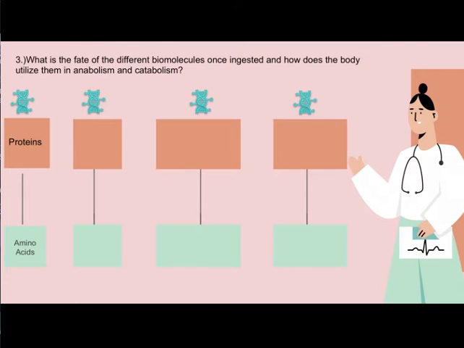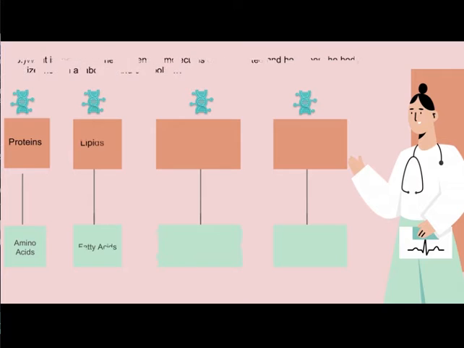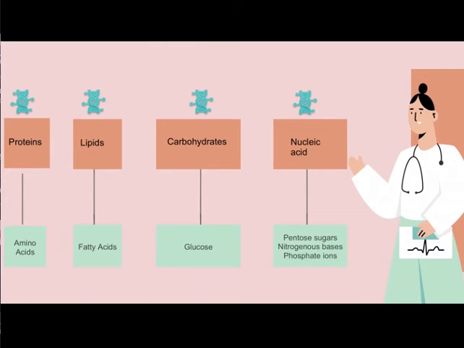The end result of these biomolecules are proteins into amino acids, lipids into fatty acids, carbohydrates into glucose, and nucleic acid into pentose sugars, nitrogenous bases, or even phosphate ions. The body then utilizes them through a catabolic process which creates energy that will be used in anabolism.